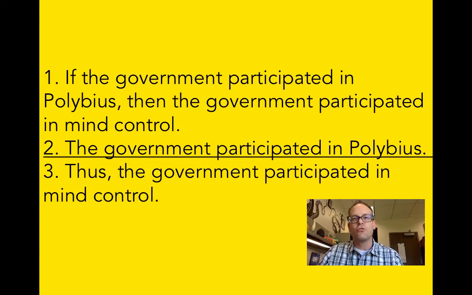If 1 and 2 are true, is there any way that 3 could be false? No, right? 1 says if A, then B. 2 tells you A, and 3 tells you B. Doesn't matter how you feel about it, 1 and 2, if they're true, necessarily guarantee the truth of 3. So this is what we'd call a valid argument. It's a deductive argument, right? There's no way to wiggle out of it. If 1 and 2 are true, 3 has to be true.